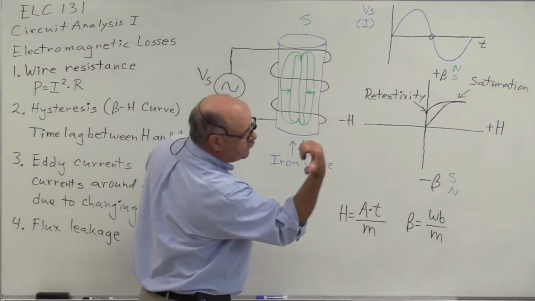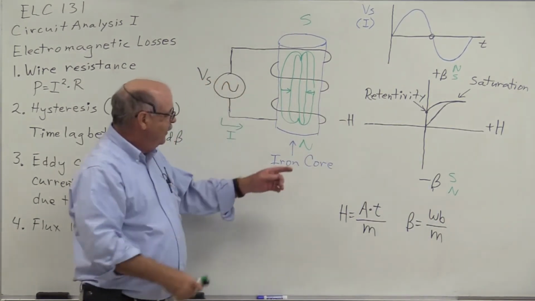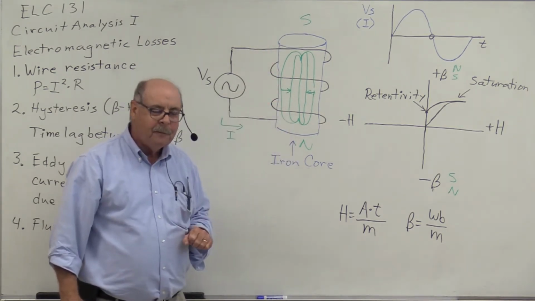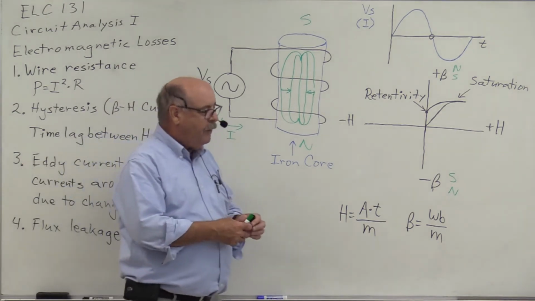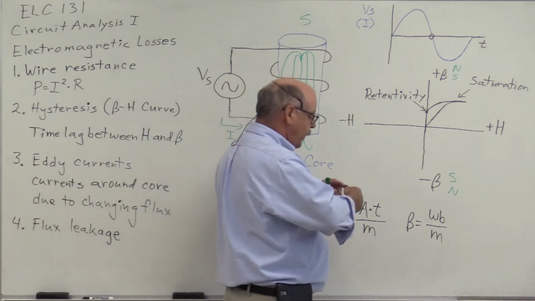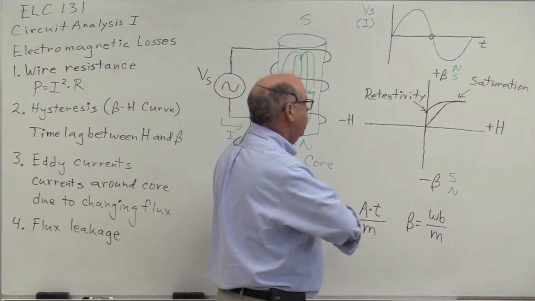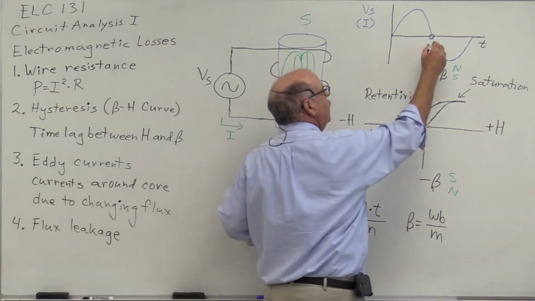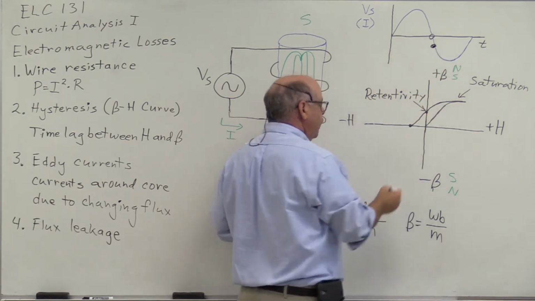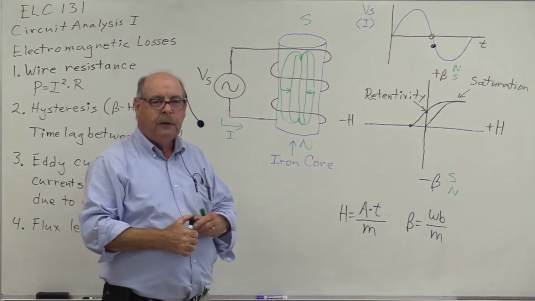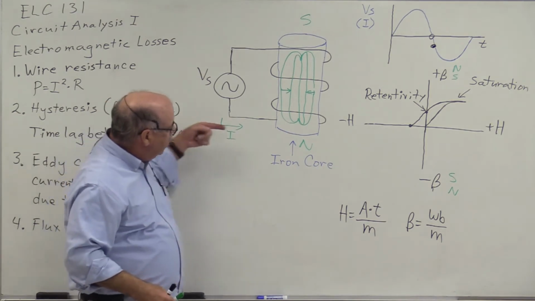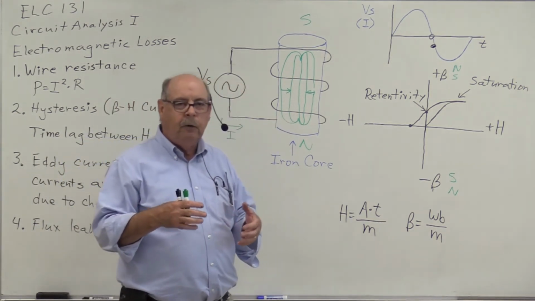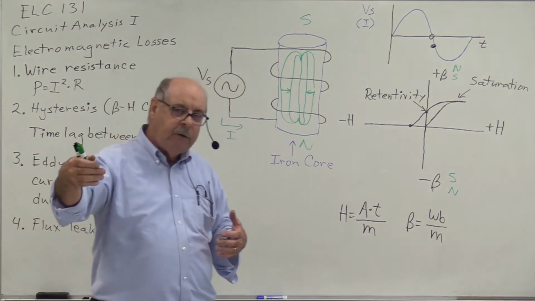Current's flowing this way. So the North Pole will be down here and the South Pole will be up here. Now, we actually have to have some current flowing in the opposite direction before the magnetic flux goes back to zero. In other words, we have to be about here on the sine wave. Current has to actually be flowing in the opposite direction before I can force all those d orbital electrons back to their lower subshell.